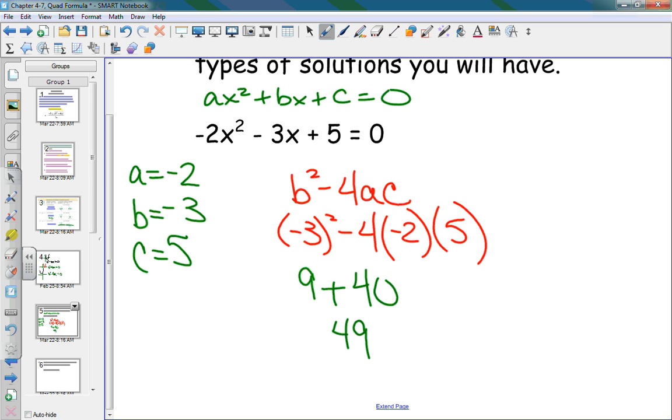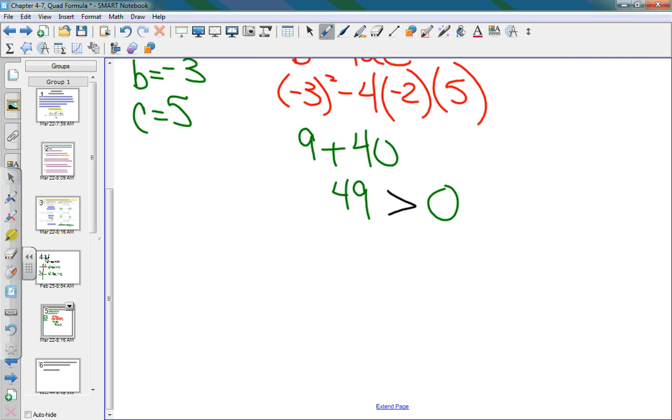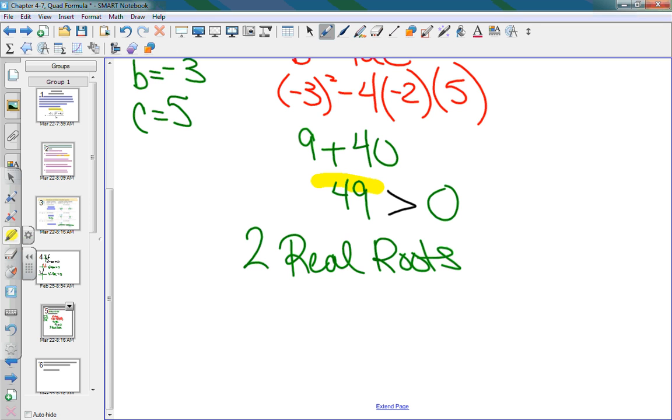Is this number going to be greater than 0, less than 0, or equal to 0? Well, if I'm comparing that to 0, you can clearly tell that 49 is greater than 0, which means I'm going to have 2 real roots. More specifically, what type of roots are there? Well, I need to look at 49, and then you need to ask the question, is 49 a perfect square?